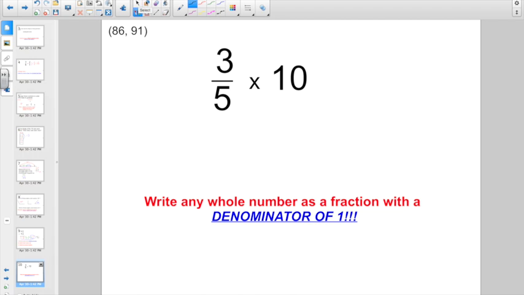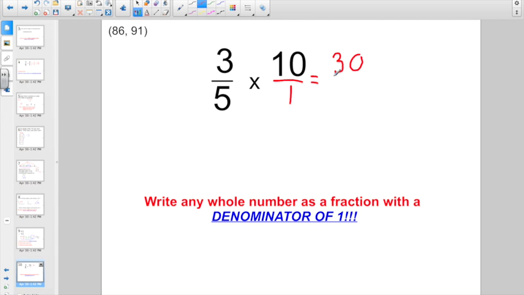Check out this one. We still have some people occasionally struggling on 3/5 times 10. Remember, you can write any whole number as a fraction if you give it a denominator of 1. Every so often I still have people struggling there. Then it's just numerator times numerator. 3 times 10, hey, that's going to give us 30.